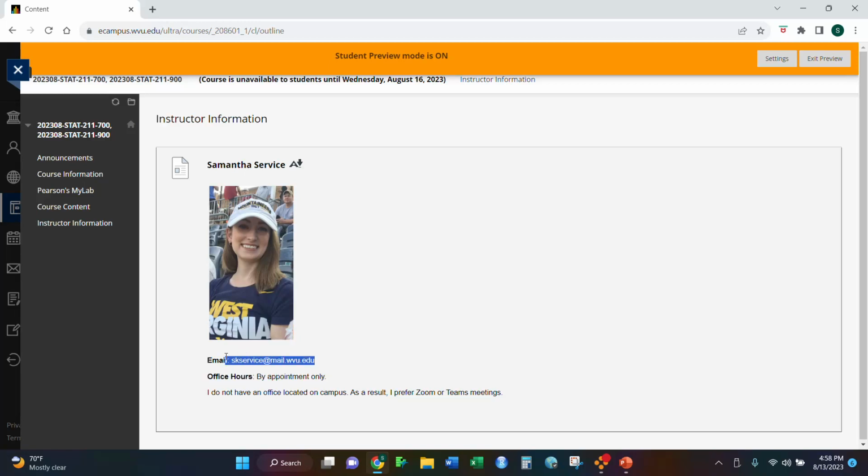This has my email, office hours. I say by appointment only because this is an online class, so it's not as easy because I do know that some of you are working jobs, you have various schedules, some of you aren't even in Morgantown, so let's just leave it as by appointment, and if you need to meet for some reason, send me an email and we can set up a Zoom or Teams meeting. I don't have an office located on campus, so if we really do need to meet in person, we might have to find either a neutral location like the Stats Tutoring Center or the library or a coffee shop or something.